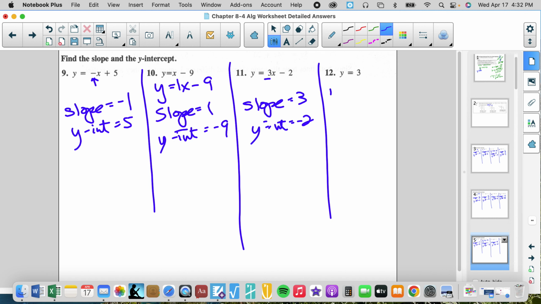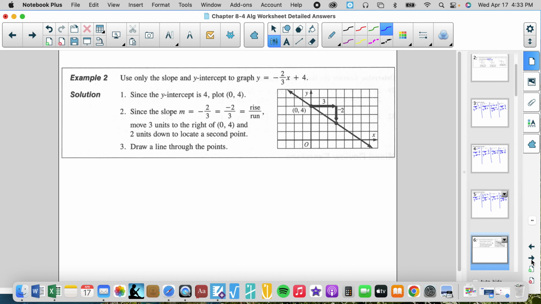Here we go again. We have y equals 3. I don't have an x value, so that means I have 0 x's. We can write that. That's a really smart way. So my slope equals 0, and my y-intercept is 3. That would be a horizontal line going through the y-axis at 3. Hence why my y-intercept is 3.